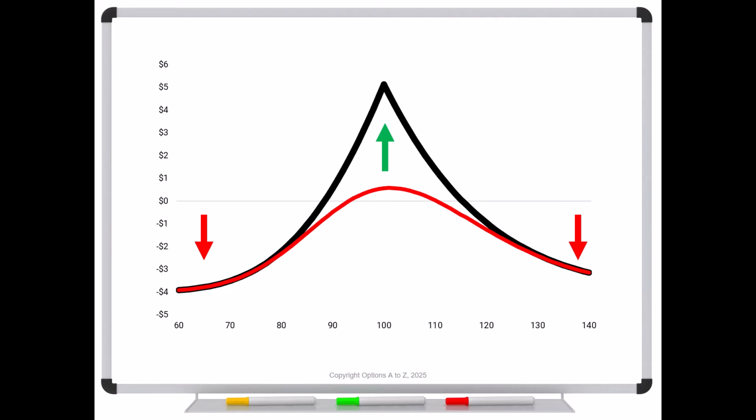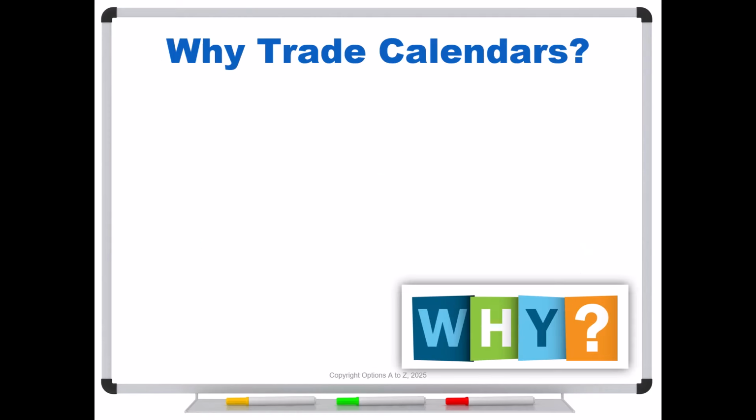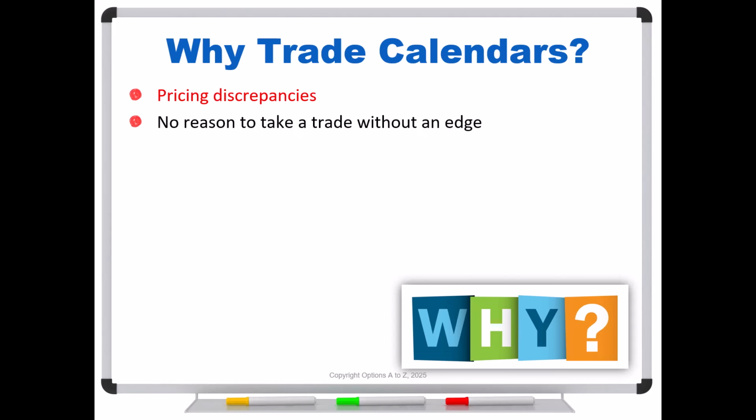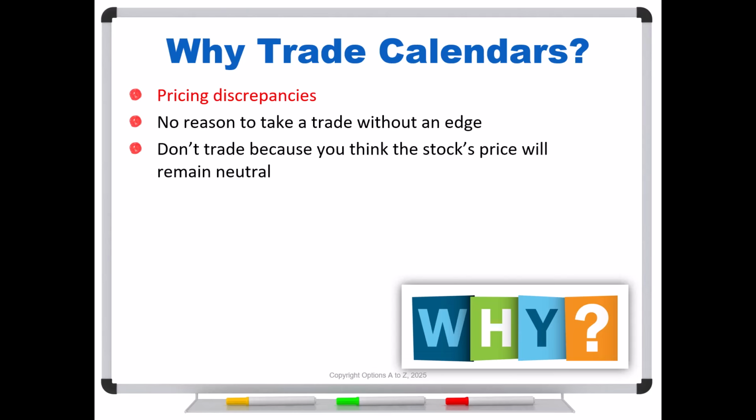So a lot of times new traders think the reason for trading calendars is just that you've got some kind of a great long-term edge. And that's really not the reason for trading it. So why trade calendars? The main reason for doing a calendar is pricing discrepancies. So remember, we've talked about this before. There's no reason to take a trade without an edge. Now, most of the time we can't say for sure that there's an edge. We can just say it kind of looks like there's an edge, but there has to be some reason for doing it. But again, you don't want to place this trade because you think the stock's price will remain neutral.